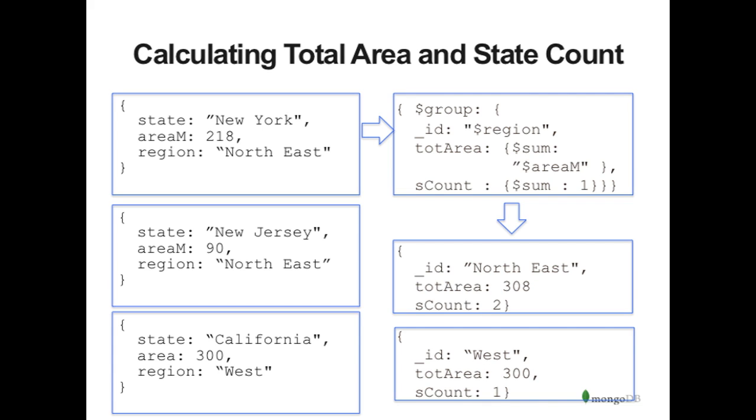Similarly, for calculating the total area and the number of states, it's the same type of operation where we're going to again group by region. For the total area, we're going to sum up the area field by region, and that's how the total area is calculated. And for this $sum: 1, that basically means add a 1 to the value of this field for every document that belongs in that particular grouping. And that's how we end up with a number 2 for Northeast and a 1 for West.